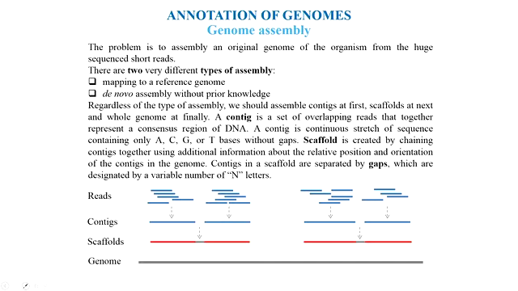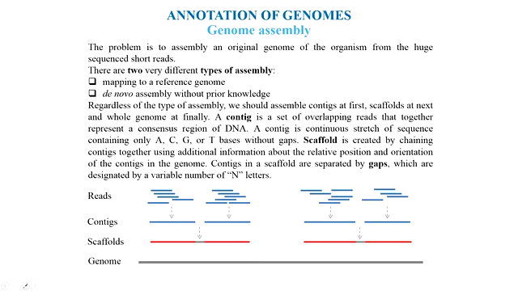Regardless of the type of assembly, we should assemble contigs at first, scaffolds next, and the whole genome finally. A contig is a set of overlapping reads that together represent a consensus region of DNA. A contig is a continuous stretch of sequence containing only A, C, G, or T nucleotides, without gaps.